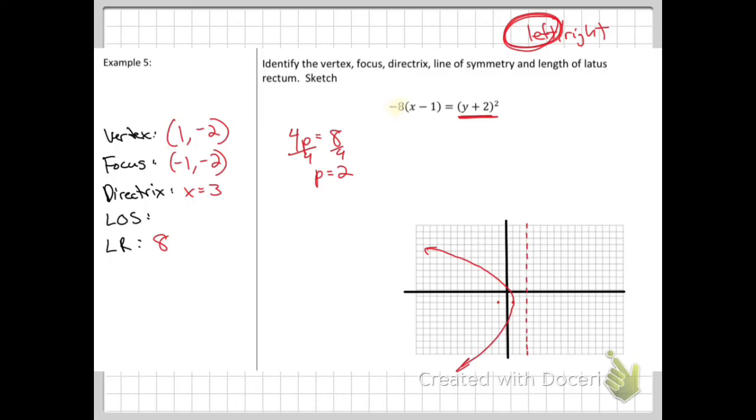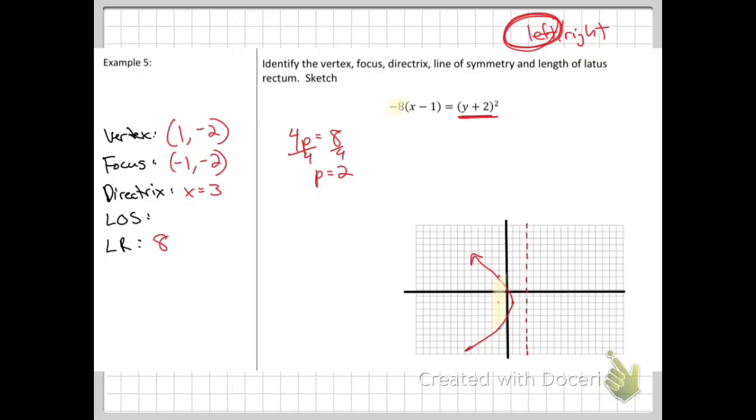So that means I split it in half. I'm going to go 4 up, that would be a point, and 4 down from the focus. Now I have 3 points, and I can sketch my parabola much better. Try to hit the points. This distance was 8.